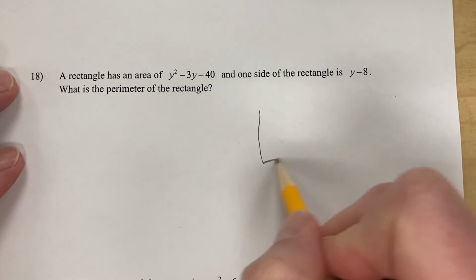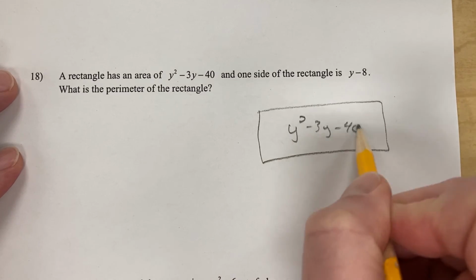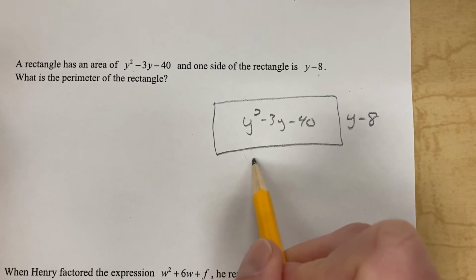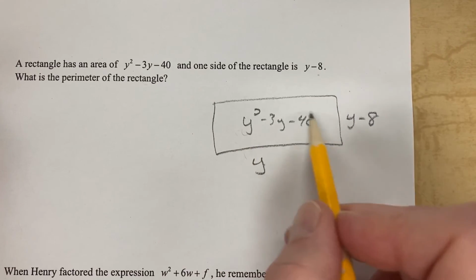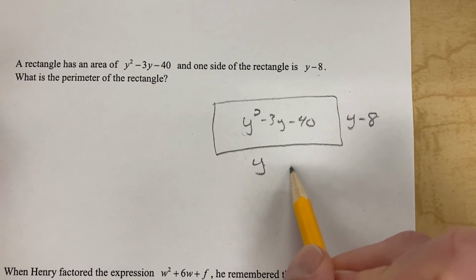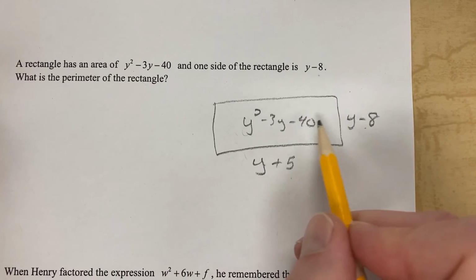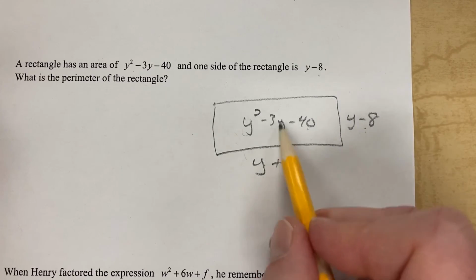Same thing on 18, we've got a rectangle, y squared minus 3y minus 40. One side is y minus 8. So again, y times y would give us the y squared. But now the negative 40 is negative 8 times this, which would then have to be positive 5. 5 times negative 8 is negative 40. If I add them, 5 plus negative 8 gives me negative 3.